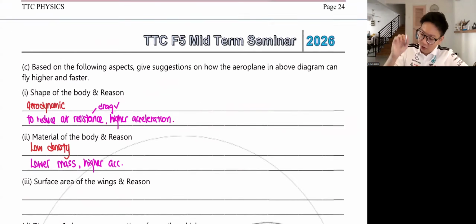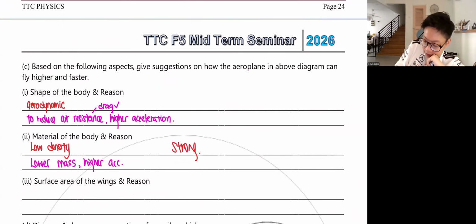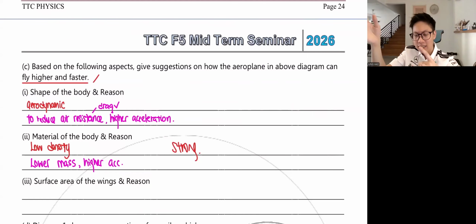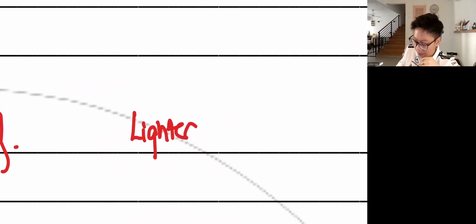A lot of people like to ask me, teacher, I write strong, can or not? You must read the question. It depends on the question. So this is fly higher and faster. They never mention that this thing needs to go to war or anything. Lighter is the most important. But teacher, can I straight write lighter? Lighter is not a physics term. Mass is a physics term.